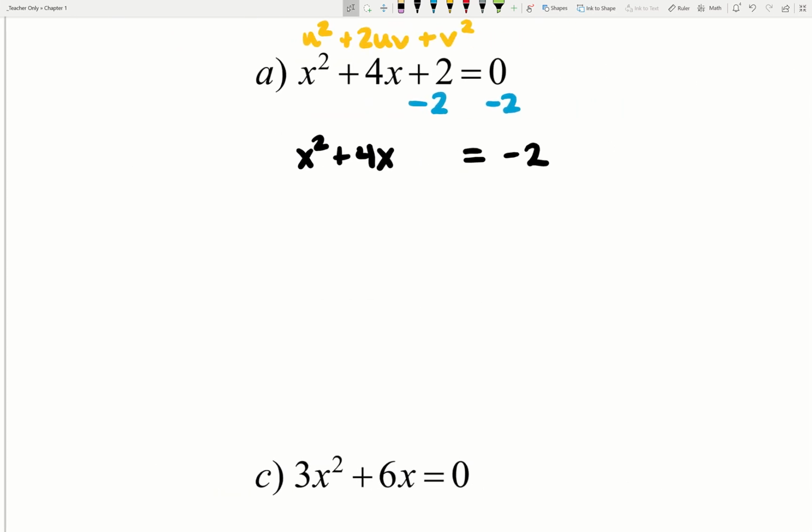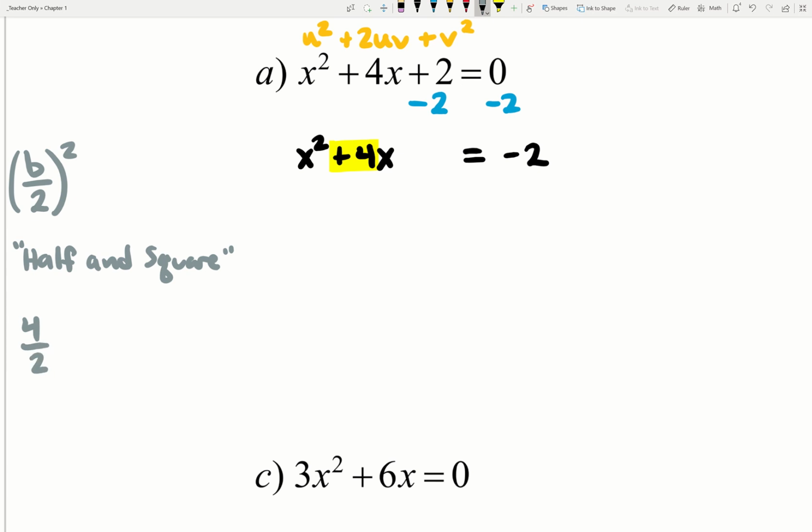To make the process go a little bit quicker, the way that we're going to think about that is we're going to take whatever number is playing the role of b, and for us here that is the number positive 4. We're going to take that b number, divide it by 2 first, and then take whatever results from that and square it. This is a process that I often refer to in my classes as half and square. That is the step that makes completing the square work, because if I take 4 divided by 2, I get 2. If I square that result, 2, I get a positive 4.